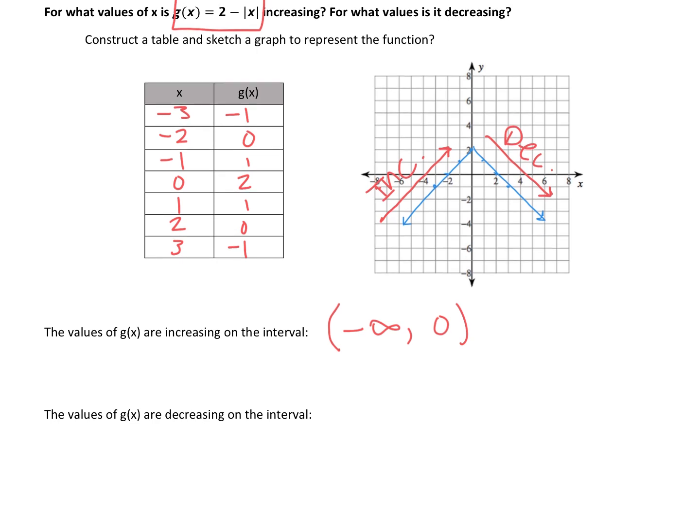All right, the values of g of x are decreasing on the interval. Well, it's decreasing starting here all the way to the right forever and ever. So it's decreasing starting when x is 0, and it's going all the way to positive infinity. We know we put a parenthesis with our infinities, and then because that 0 is the point where it switches from increasing to decreasing, it's neither increasing nor decreasing there, so that will get a parenthesis as well.